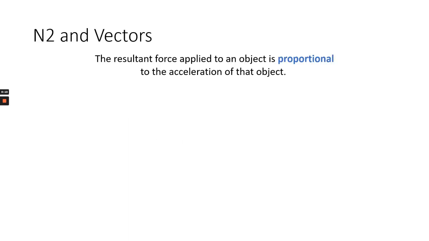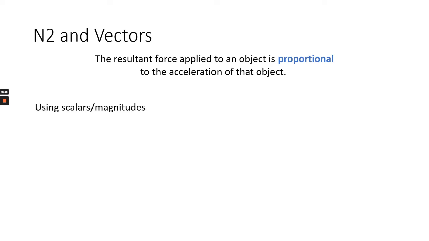Again, we're going to be using Newton's second law, which is that the resultant force applied to an object is proportional to the acceleration of that object. And we know by now that the constant of proportionality is the mass. We do need to know, though, that there are 2 key ways we can apply this rule, and we need to keep them separate. We can flip between these 2 ways, but we need to keep them distinct.